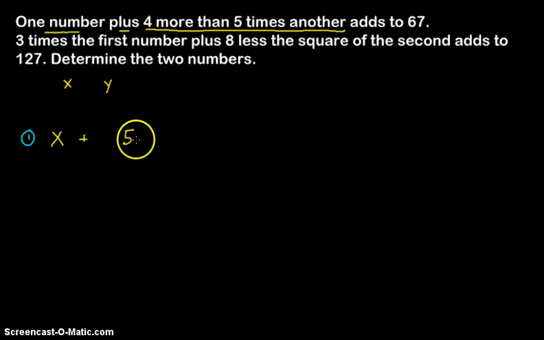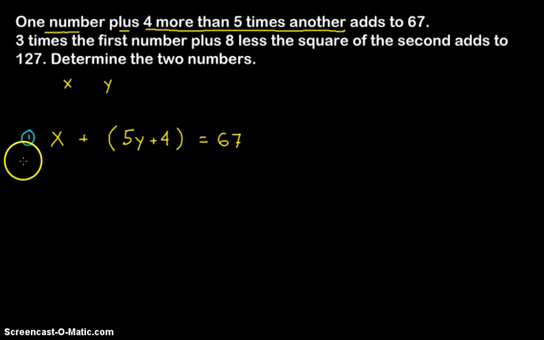Okay, so plus 5 times another, but it's plus 5 times another plus 4 more. So what does this whole thing mean? It's 5 times y plus 4 more. And if I put that in brackets, that's really what that whole part there means. One number plus 4 more than 5 times another. So you can see why that actually gets a little complicated. And what does that equal? It adds to, I'm adding, it adds to. What do we mean by that? It means equals. It gives me a 67. Oh, okay, so that wasn't horrible.